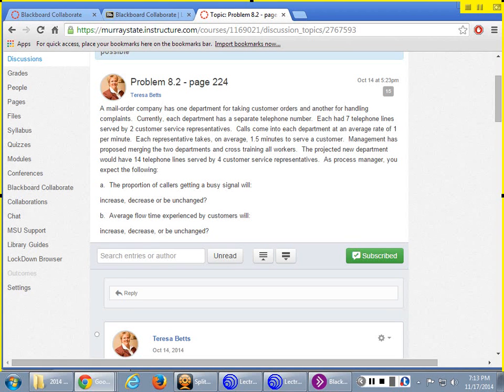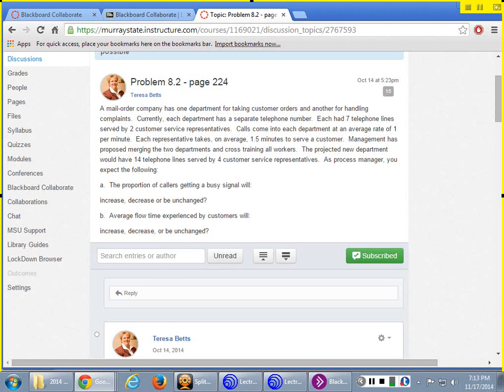Calls come into each department at an average rate of 1 per minute. Each rep takes on average 1.5 minutes to serve a customer. Management has proposed merging the 2 departments and cross-training all workers. So now we're going from 2 unpooled to pooling. So we know that our variability is going to go down because we're able to manage that. We balance out a little bit better.